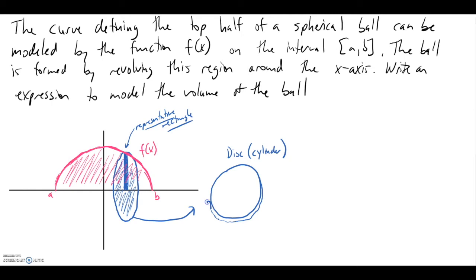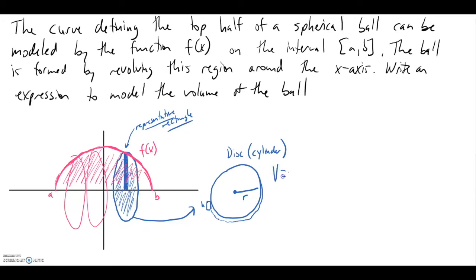This cylinder has a height and it has a radius. What I can imagine is, instead of focusing on the volume of this entire region that I'm trying to trace out by revolving this entire region around the x-axis, I'm going to focus on the volume of one small disk that I will have traced out.